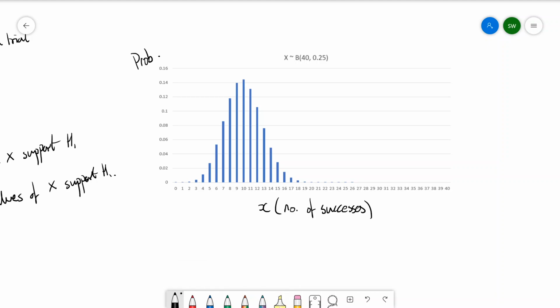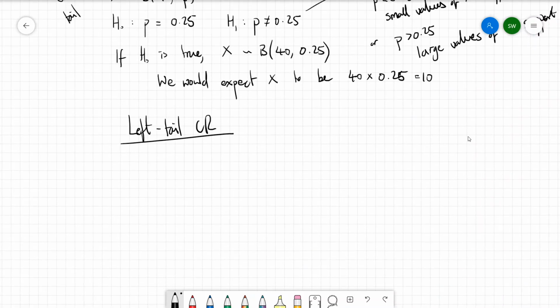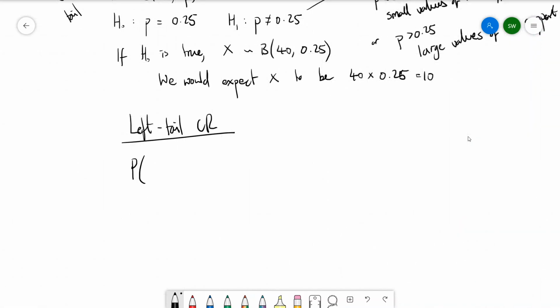So we've just got to do a bit of trial and error here. And if you didn't have the distribution in front of you, you would just have to try a value which seems significantly lower than what we'd expect, which is 10. So let's try x is less than or equal to 4, for example. The probability of x is less than or equal to 4. So we'll use our calculator to work that out.